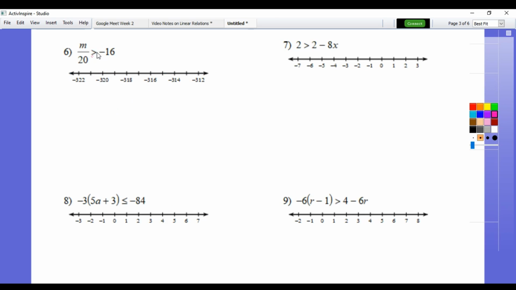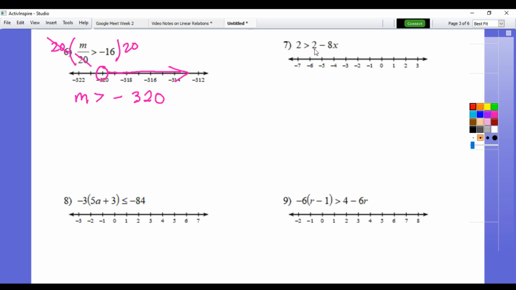Next, number 6. I have m over 20 is greater than -16. I would like to get rid of the 20, so I'm going to multiply by 20 here and 20 over here. If I multiply by 20 here, this cancels out. So it will now be m is greater than -16 times 20, which is -320. Right? So this is going to be open, pointing to the right side.